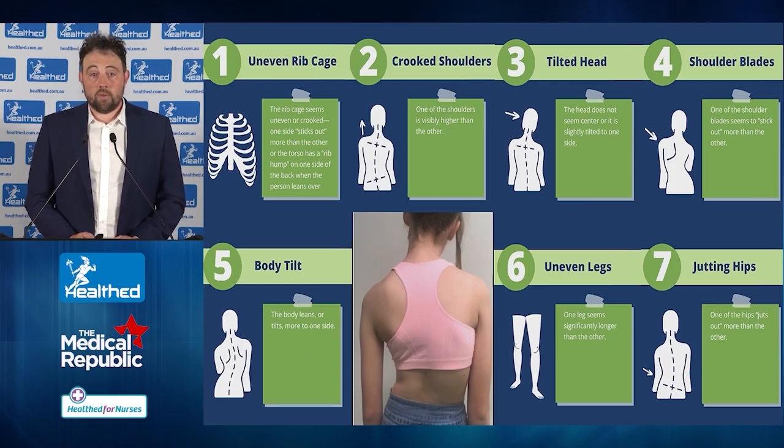Number one is an uneven rib cage. Number two is crooked shoulders or asymmetrical shoulders. Number three is a head tilt to one side or the other. Number four is a shoulder blade prominence, again, one side more than another. Number five represents body tilt, and you can see an example there in that clinical photograph. Number six is uneven legs, and number seven is jutting out of one of the hips. So one of the hip bones can appear more prominent than the other. And this can be something noticed by the patient themselves, sometimes parents, sometimes a sports or dance coach can notice these clinical signs of scoliosis.